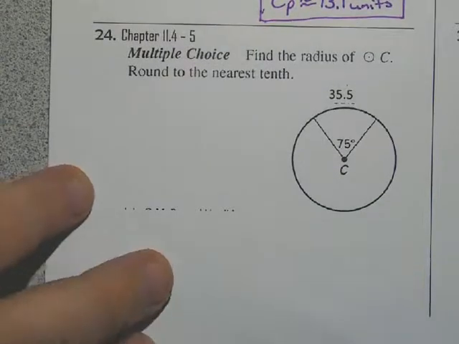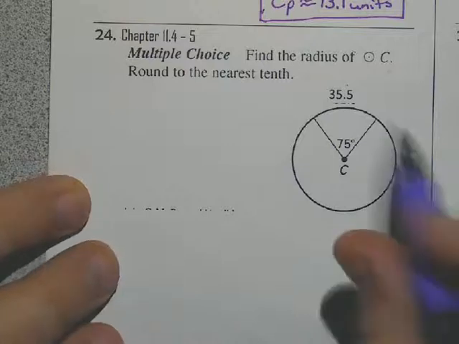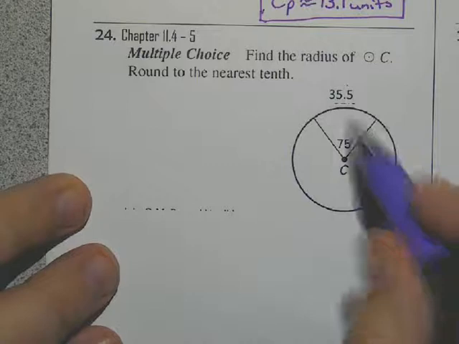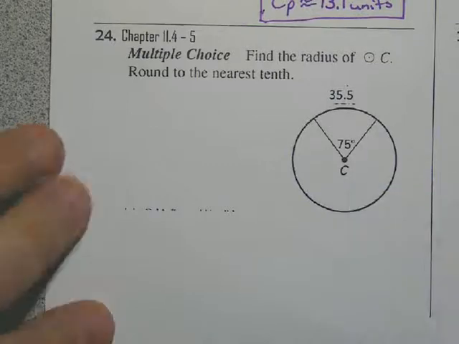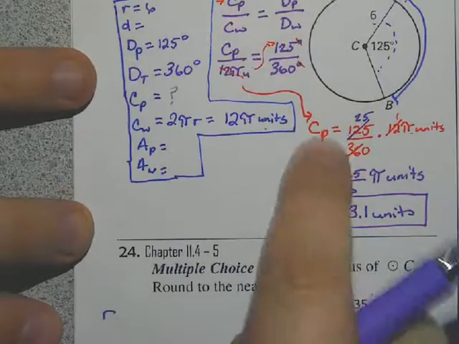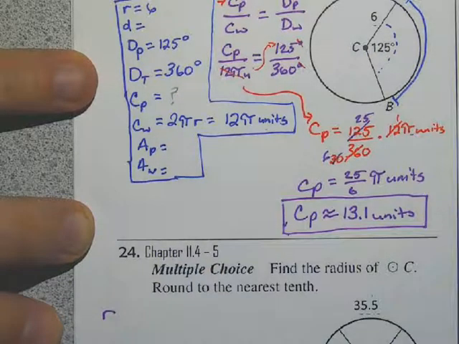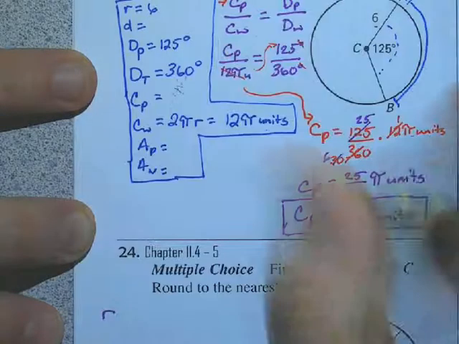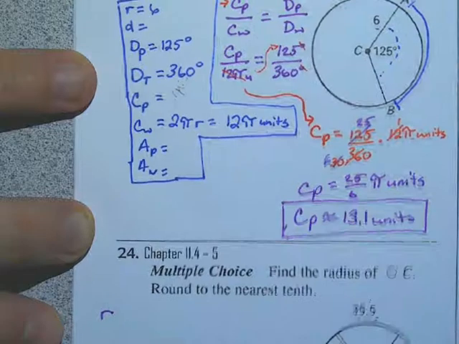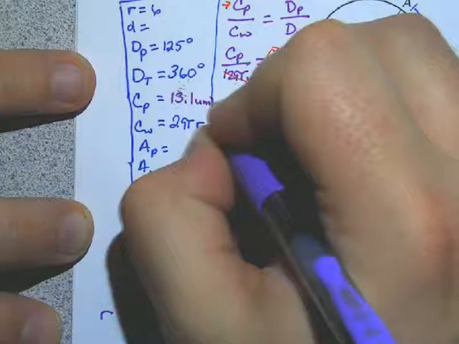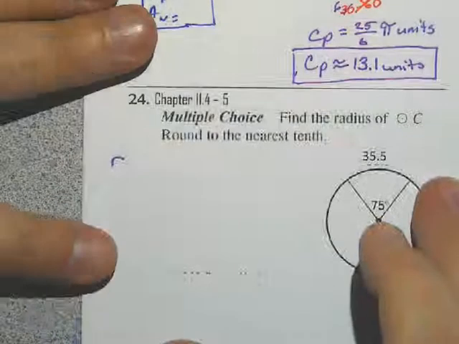Okay, on number 24, we're looking at find the radius of this circle C. And this does have a partial, so it looks like we're going to have to set up our box here. So the radius, oh, I need to go back up here and fill this in on the last one, guys. I had my question mark, and that's what I wanted to put in there, so I'm going to erase that question mark. And I'm going to do 13.1 units here. Okay, so let's go back to our box here.